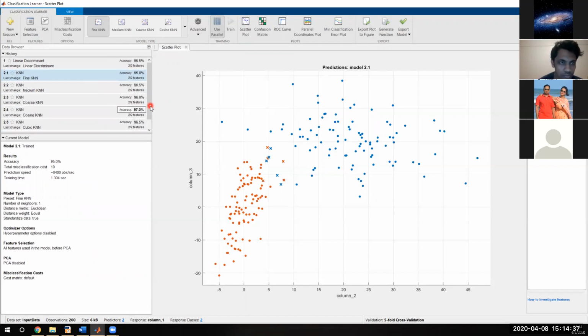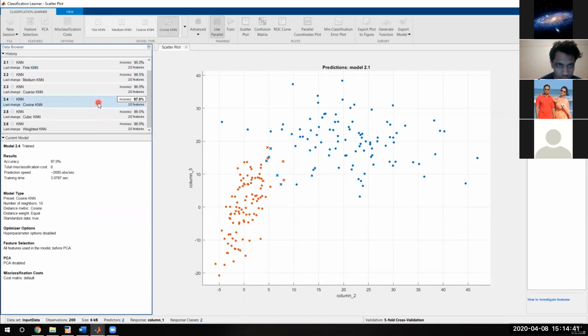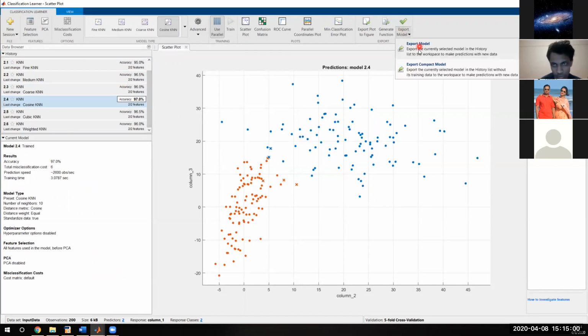The good point is KNN is really fast. Great. The coarse KNN is really good here, which gives me 97%. And you can see that by choosing a different method, the results are pretty different. The misclassification number, for example, here I have 8 misclassifications. Here I have 6 misclassifications, see it? And you can also export the model.